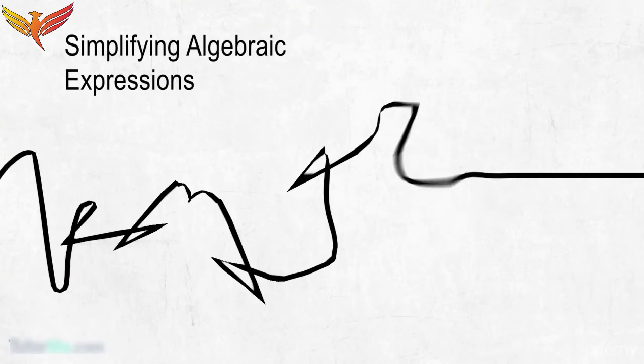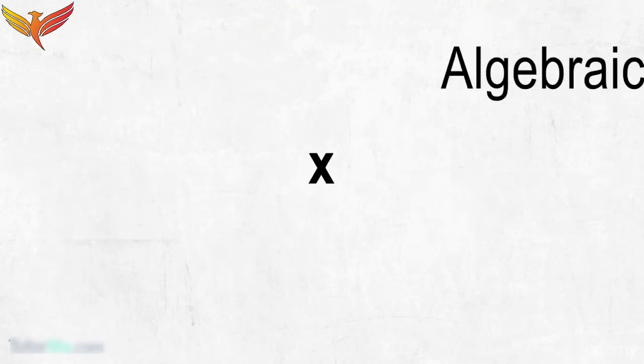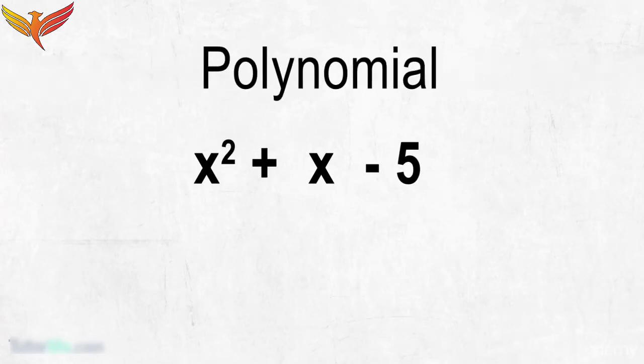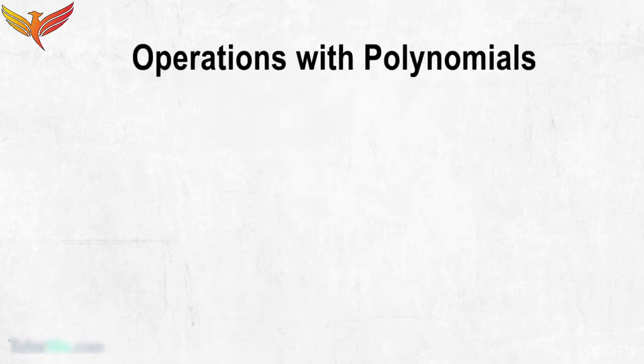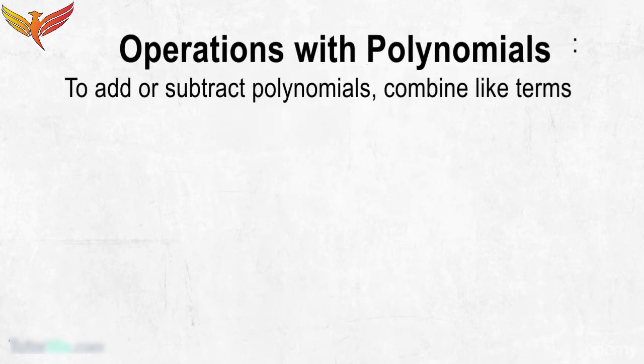Simplifying algebraic expressions. A mathematical expression that contains a variable is called an algebraic expression. When there are multiple terms, it can be called a polynomial. Let's get into operations with polynomials. To add or subtract polynomials, combine like terms. Let's take a look at an example.